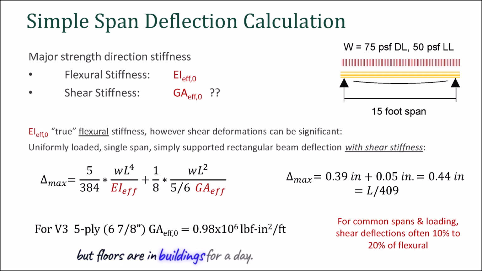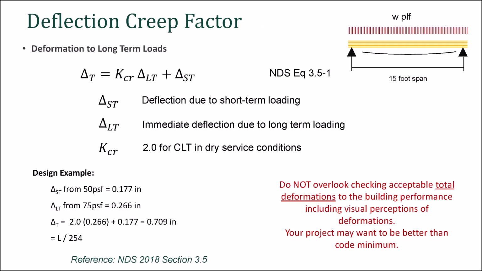Okay, but floors are in buildings for decades, right? What about long-term effects? Like furniture sitting there for years, does that make the sag worse over time? Great question. Yes, that's another layer we absolutely have to consider. It's called deflection creep. Creep, okay. Timber, like many materials actually, can slowly deform or creep over time when it's under a sustained load, like that heavy bookshelf you mentioned.